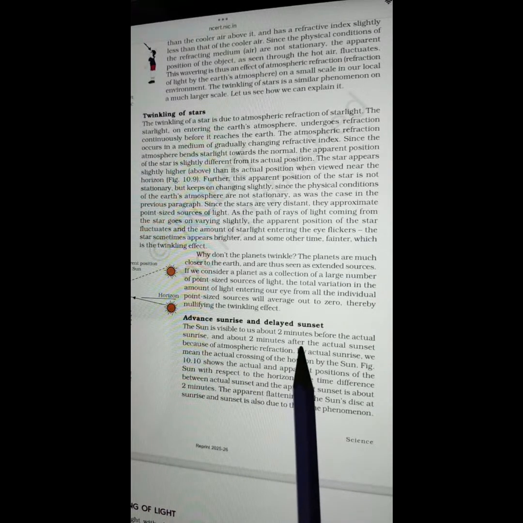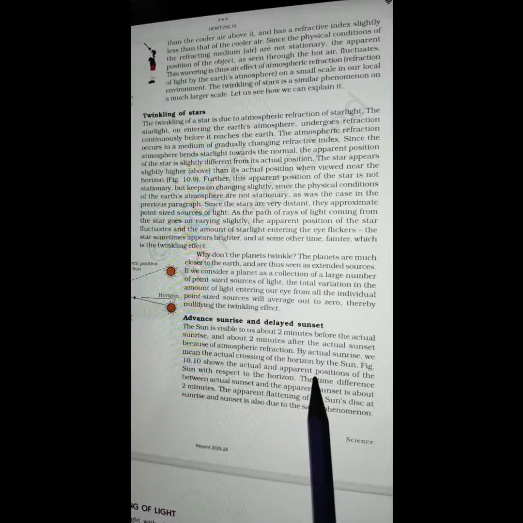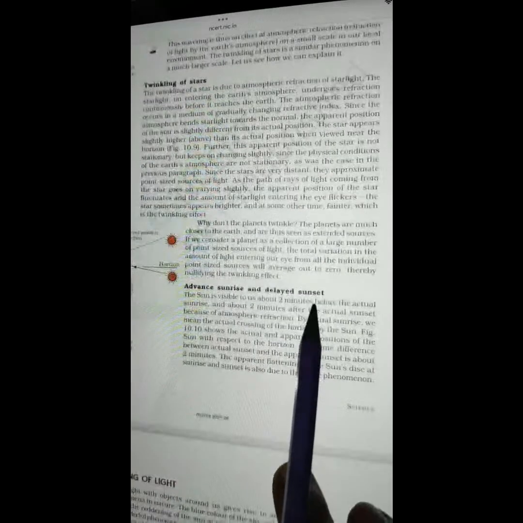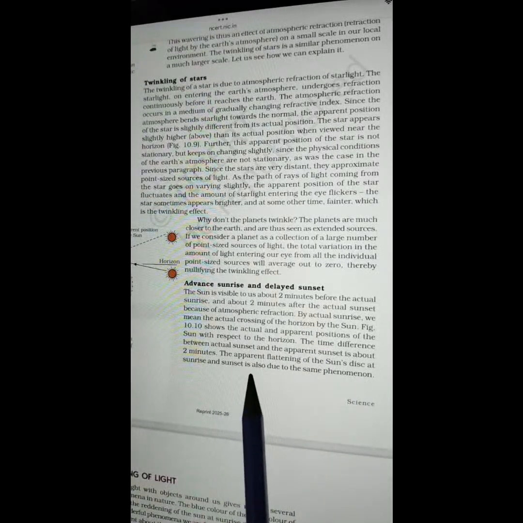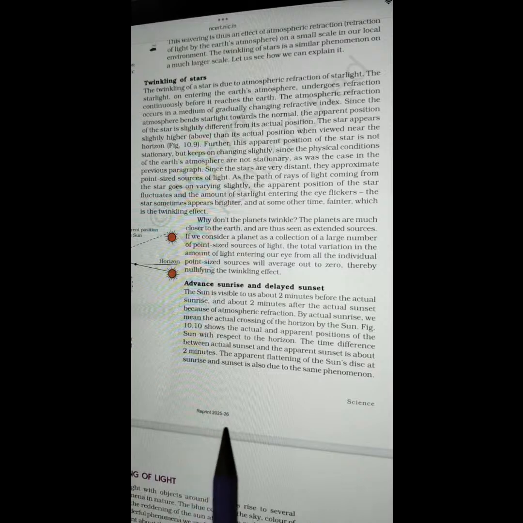Advanced sunrise and delayed sunset. The sun is visible to us about 2 minutes before the actual sunrise and about 2 minutes after the actual sunset because of atmospheric refraction. By actual sunrise, we mean the actual crossing of the horizon by the sun. Figure 10.10 shows the actual and apparent positions of the sun with respect to the horizon. The time difference between actual sunset and the apparent sunset is about 2 minutes.